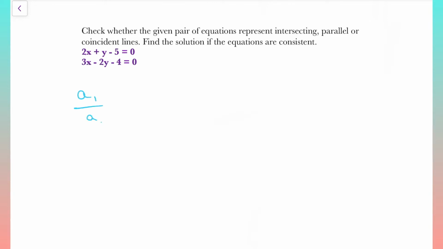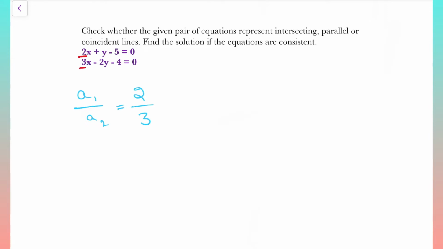a1 by a2. So here a1 by a2 is nothing but x coefficients of the first equation as well as the second equation. Here x coefficient is 2 and x coefficient is 3. So a1 by a2 will be 2 divided by 3. Simplification is not possible, so I am not doing it. I am just leaving it here only.